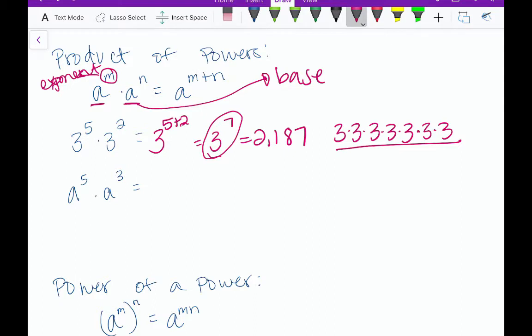So now we have a variable here. We don't have a number, but we do have the same base. They are the same base. So all we do is add the exponents. So a to the 5 plus 3 is the same as a to the 8.